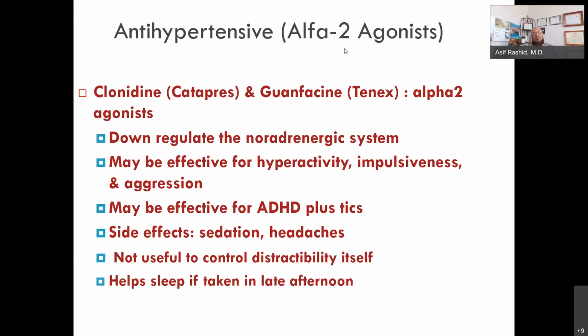The blood pressure medications, alpha 2 agonists, antihypertensives, clonidine and guanfacine, are again very useful, very effective for kids who have both autism and ADHD. They downregulate the noradrenergic system and are effective for ADHD symptoms and tics. So if you have a comorbid tic disorder, then you can try this. Sedation, headaches, and dizziness can occur as side effects. They're not useful to control distractibility itself. They're better for hyperactivity rather than inattention and distractibility. And also it helps with sleep.